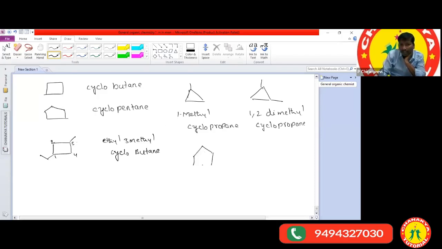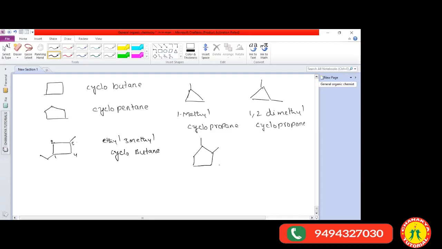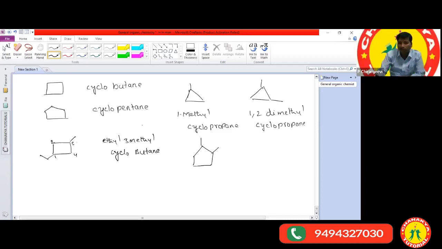Now the remaining substituents, if anything else is there, I think you are able to write. Some important conditions are there that we will discuss tomorrow. What is the IUPAC name of this one? Last one. 1,2-dimethylcyclopentane. Very good.